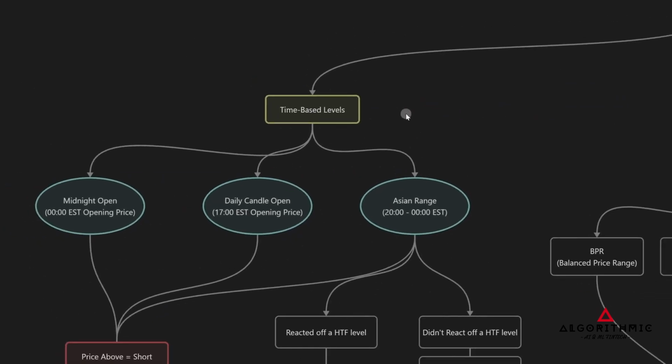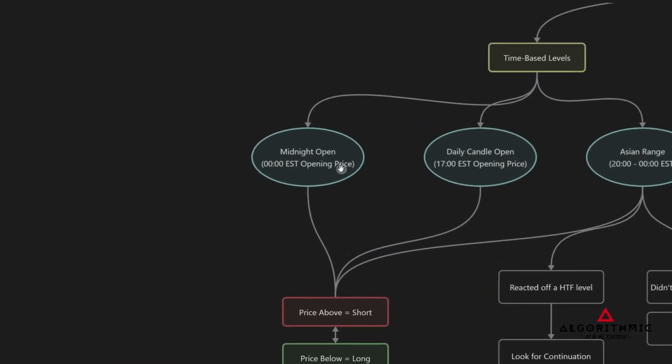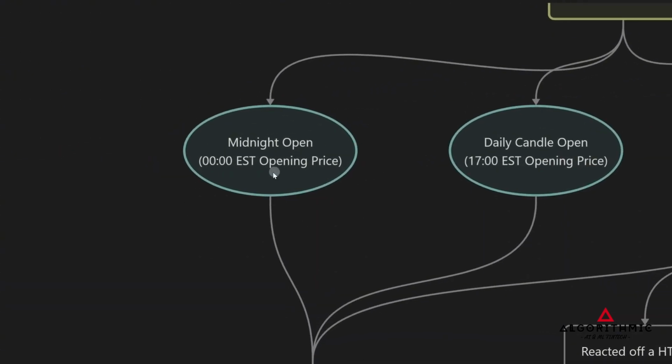There are specific levels on the chart that I'll be marking every day, and they're going to give me an indication of something. So the first one is the midnight open. As we talked about, this is a very important level. So we're going to be marking the opening price at midnight, the opening price of this candle.